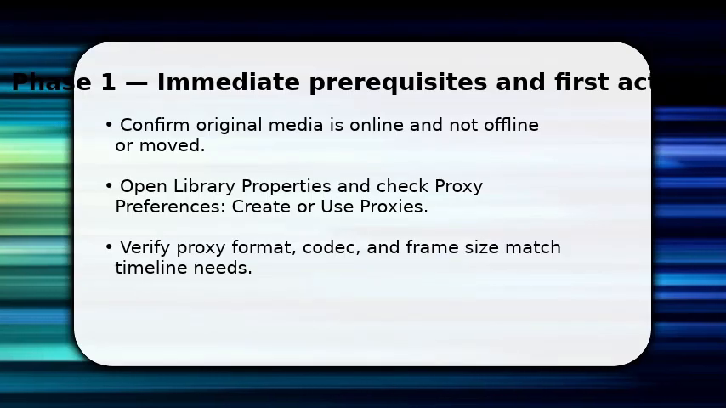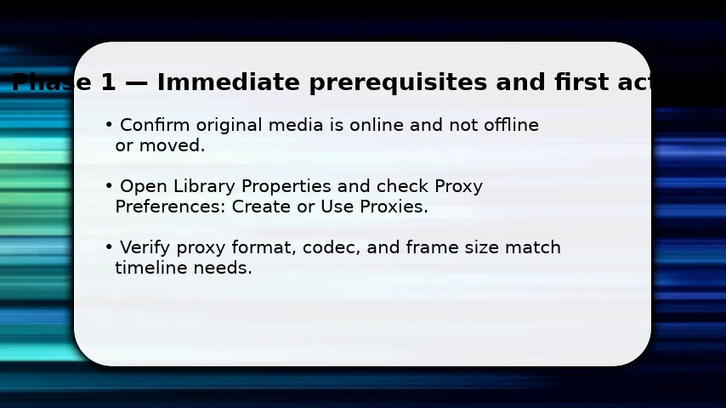You start by confirming the media and project settings so proxies can be rebuilt correctly. Open the library properties, then proxy preferences, and choose Create Proxies or use existing proxies. This ensures Final Cut knows how to reference files.